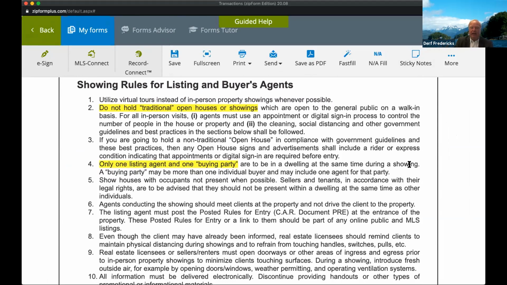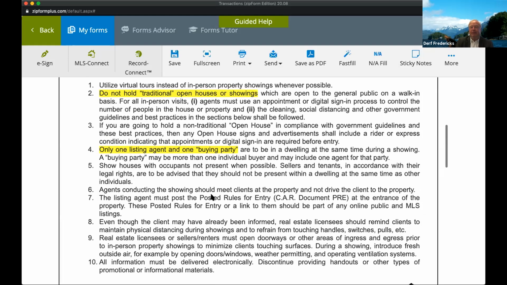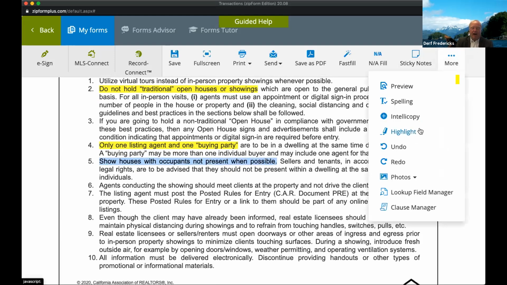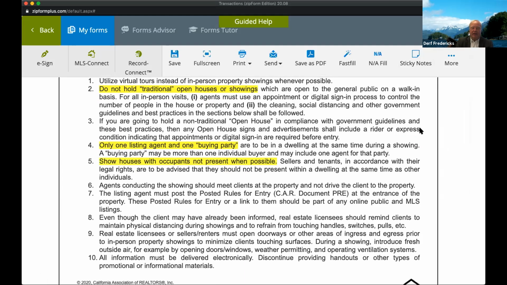They are the only ones that should be in the house at a time. In other words, you can't have three or four sets of buyers wandering through. The resident or the owner should not be present. Now again, this is "should not." So, all of these rules are guidelines as to how we should be working during this COVID-19.